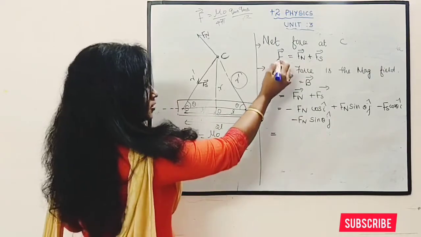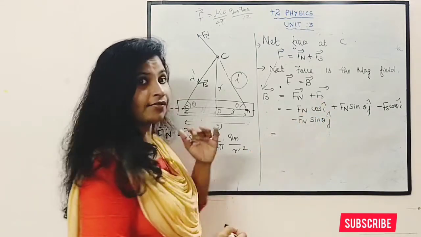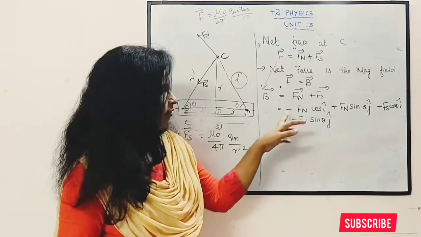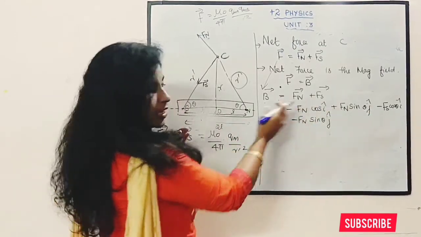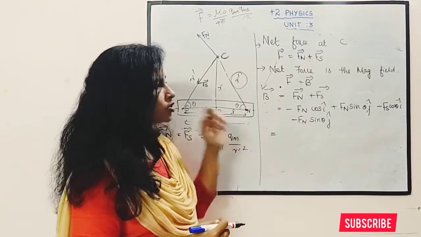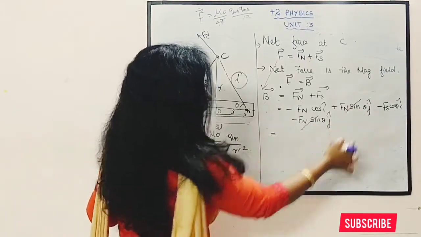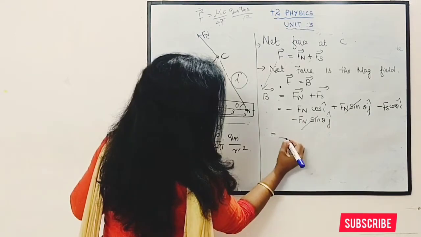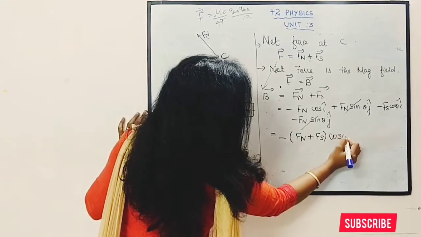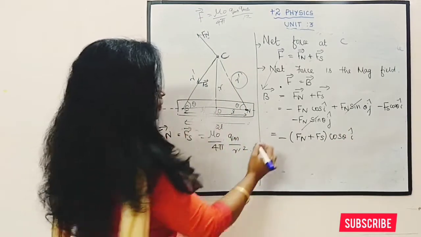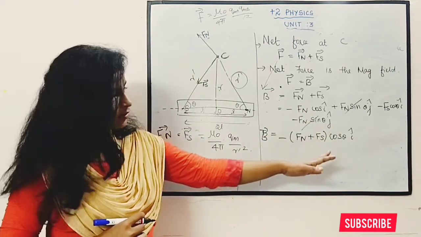So I can replace this by F vector is equal to B vector, that means nothing but Fn plus Fs. Already we have calculated, according to geometry, the Fn and Fs like this, right? So I have written all those values. We found them already, so we have written them as they are. So which are the terms here? Yes, these two terms cancel out. So I can write it as minus Fn plus Fs cos theta i cap. Clear? So the magnetic field is minus Fn plus Fs cos theta i cap.